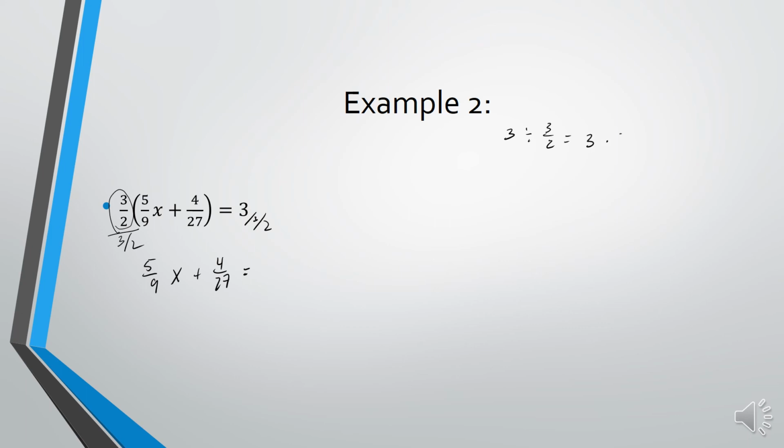Remember, you take the second one and multiply straight across. This 3 is really 3/1. These 3's will cancel, so I get 2. So I have 5/9 x plus 4/27 equals 2. You could definitely just do this as a two-step linear equation, but I don't really like working with fractions, so I'm going to multiply through by the least common multiple.